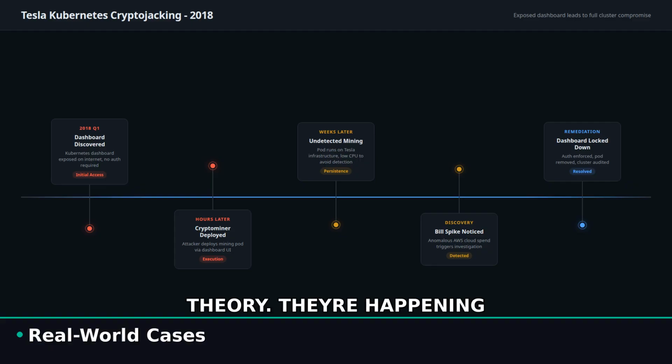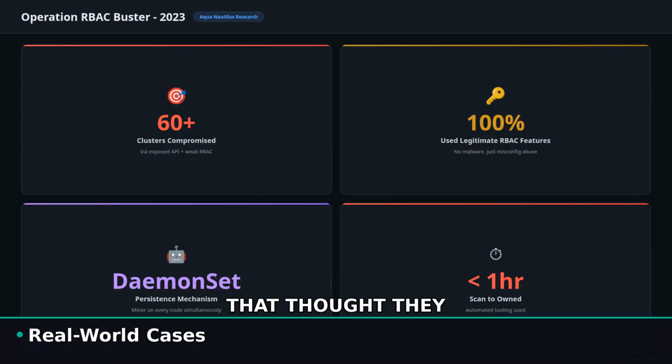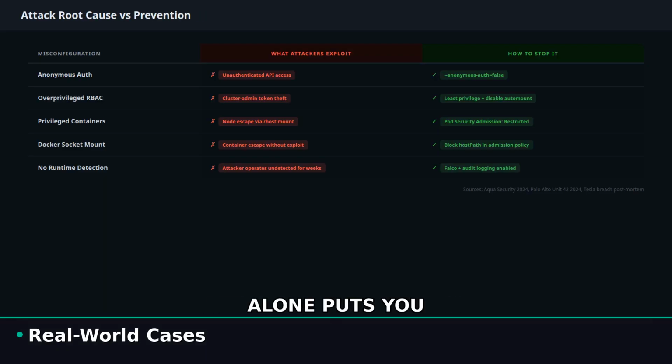2023, Aqua Security's Nautilus team documented Operation RBAC Buster. Attackers scanned for exposed API servers, found clusters with overprivileged RBAC, created new cluster role bindings to persist access, deployed daemon sets to mine on every node. 60+ clusters compromised, same misconfigs, massive scale. The common thread: public exposure plus weak access control equals full cluster compromise. These aren't theory. They're happening right now, on clusters running real workloads, at companies that thought they were secure.